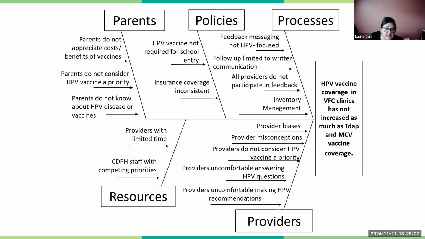So all of the things in this column of post-it notes were related to processes, and all of the things here were related to policies or providers or whatever. So these categories can change based on what you're doing. This happened to be vaccine coverage in clinics: the uptake of the HPV vaccine hasn't increased as much as it has for Tdap and MCV vaccine coverage. And so they were trying to identify why in this health department.